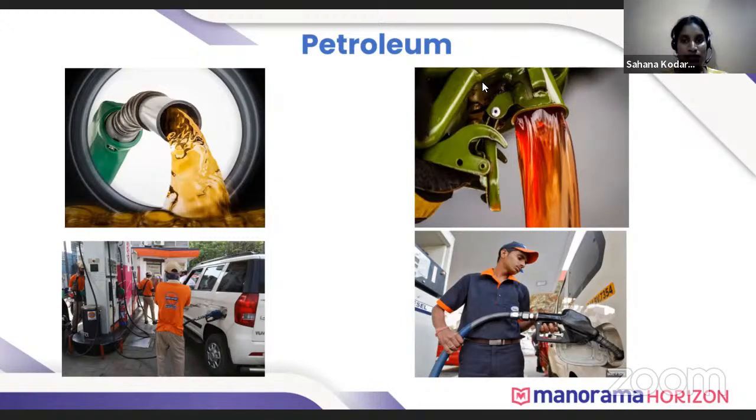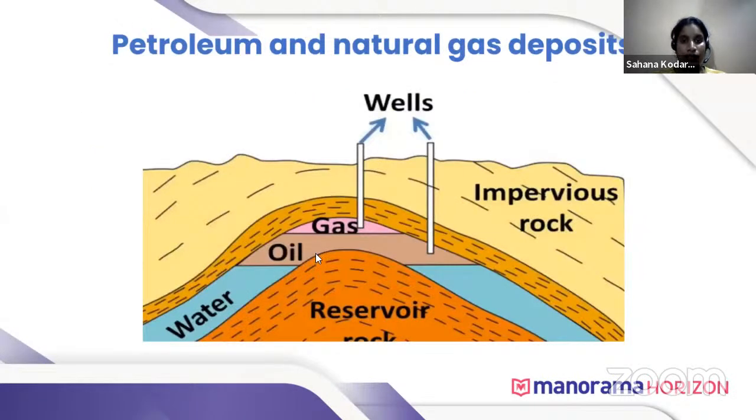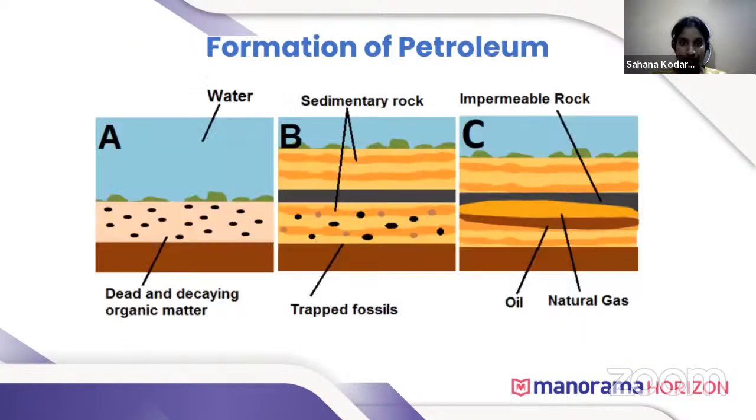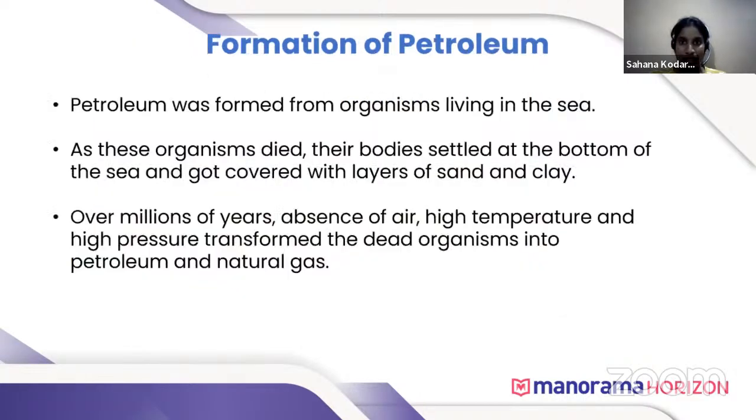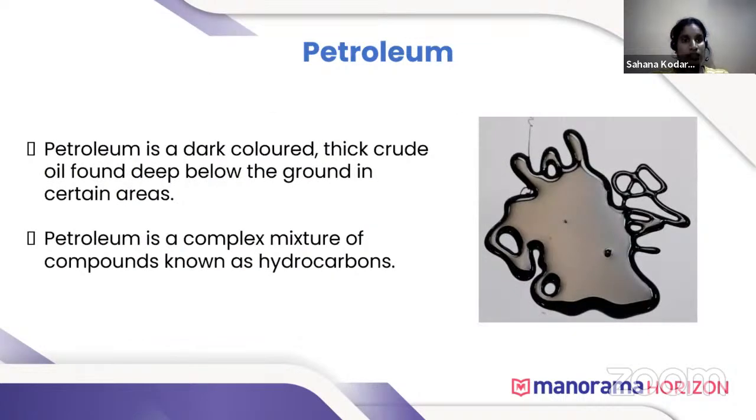So these diesel and petrol are obtained from petroleum. In petroleum, petro means rock and oleum means oil. This petroleum is mined from between the rocks. So if you see here, this petroleum we get from in between the rocks. From this petroleum we will be getting petrol and diesel. We will study this in detail in the next slide.